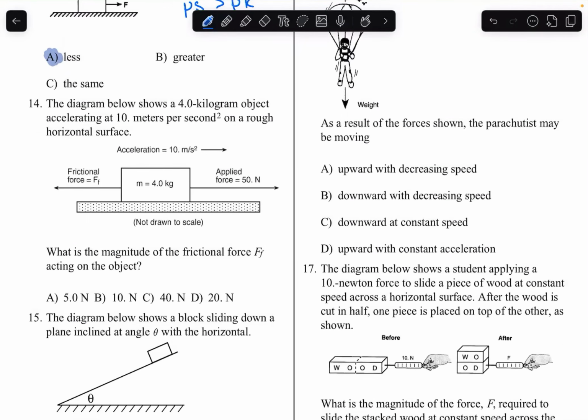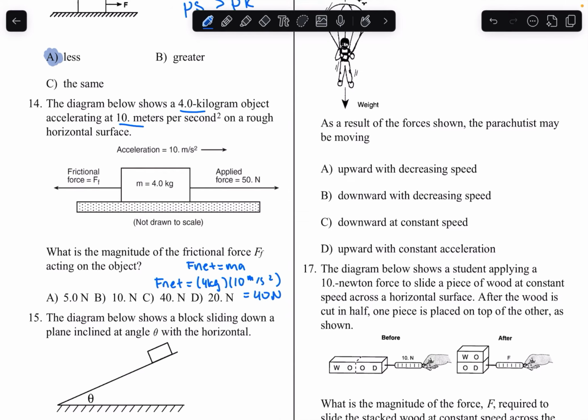14. The diagram below shows a 4 kilogram object accelerating at 10 meters per second squared on a rough horizontal surface. What is the magnitude of the frictional force, FF, acting on the object? So this question is similar to number 9 as it gives us mass and acceleration, so we can find the net force on the object. So we just do F net equals ma. So F net equals 4 kg times 10 meters per second squared, and that's 40 newtons.